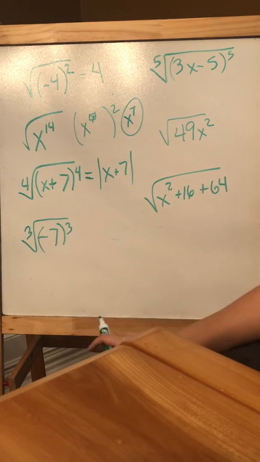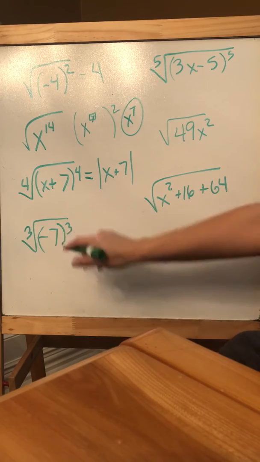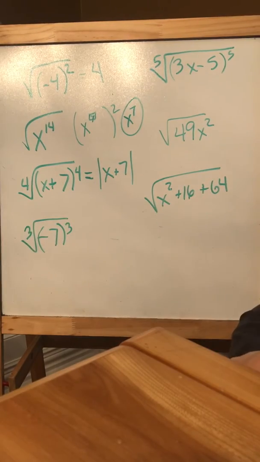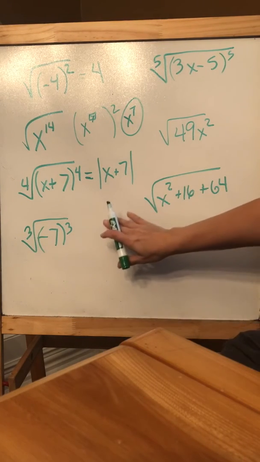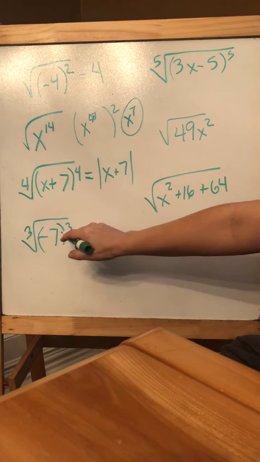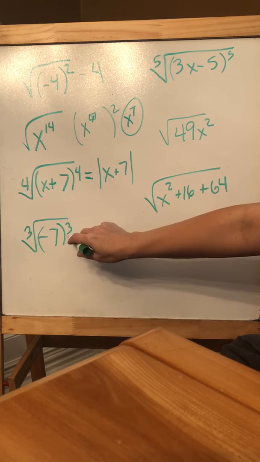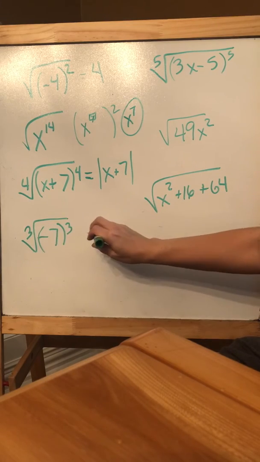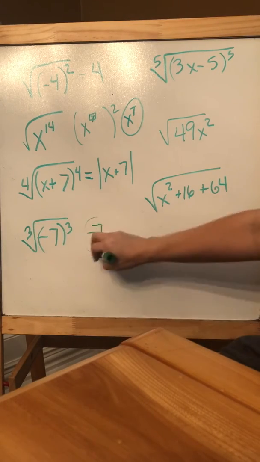Okay, move down here. Here we have -7 cubed taken to the cube root. All right? So if we solve for this, -7 cubed will give us a negative number. Then we take the cube root and we're left with -7. So that is just your answer there.